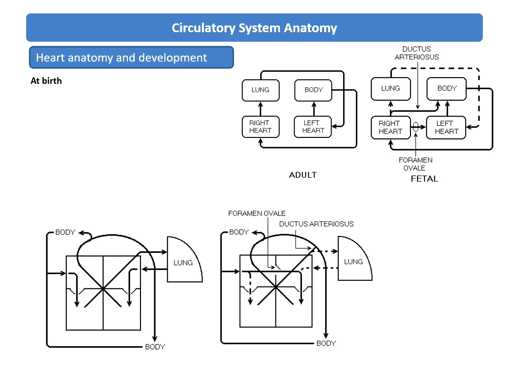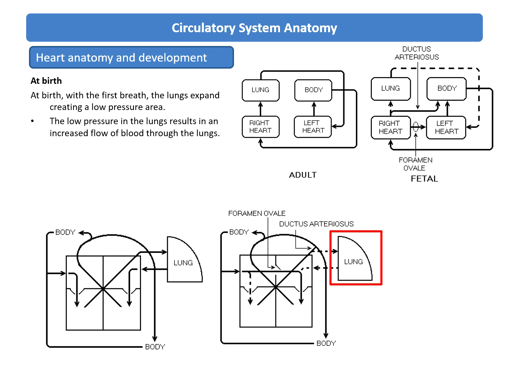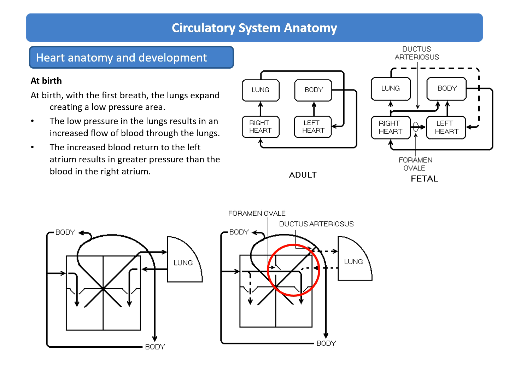At birth, a wondrous thing happens. At birth, with the first breath, the lungs expand, creating a low-pressure area. The low pressure in the lungs results in increased flow of blood through the lungs. The increased blood return to the left atrium causes greater pressure in the left atrium than in the right atrium, and it causes the foramen ovale to slam shut.